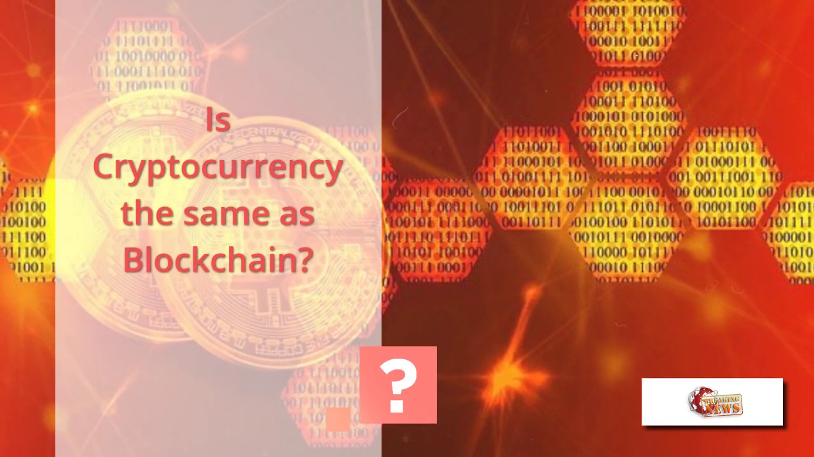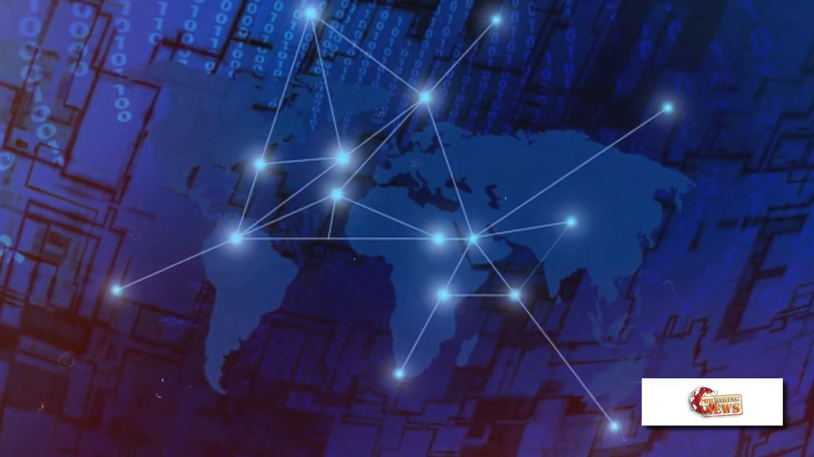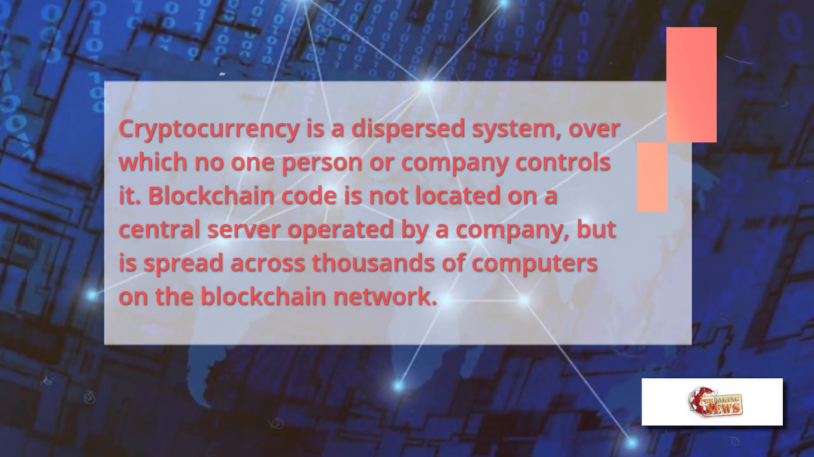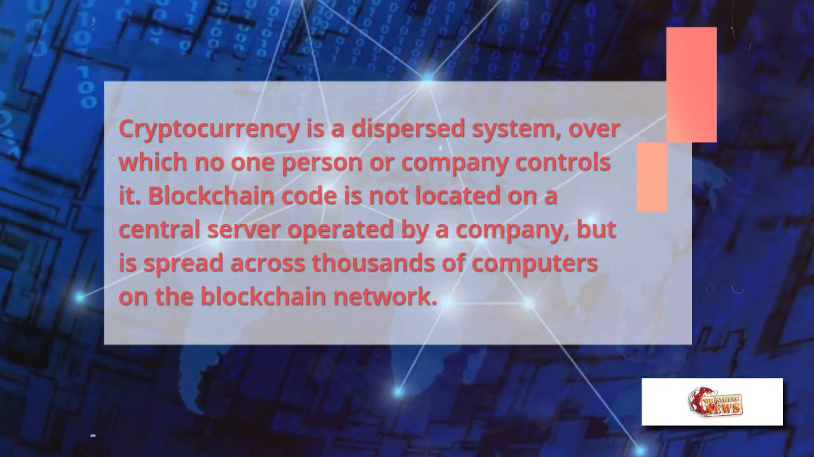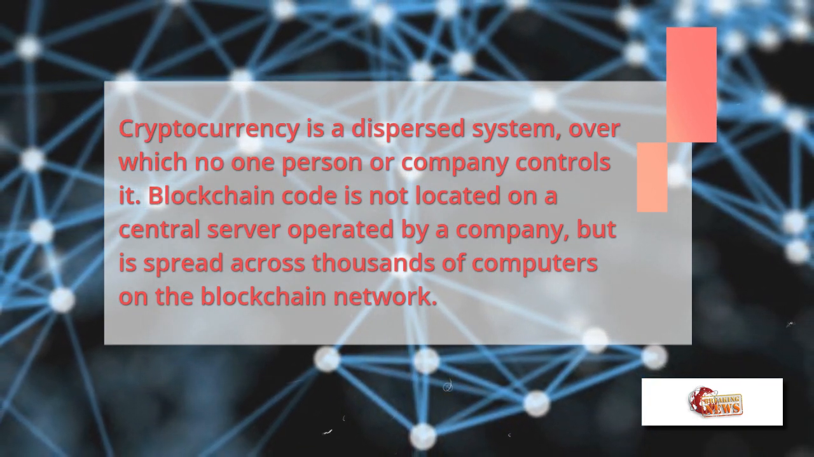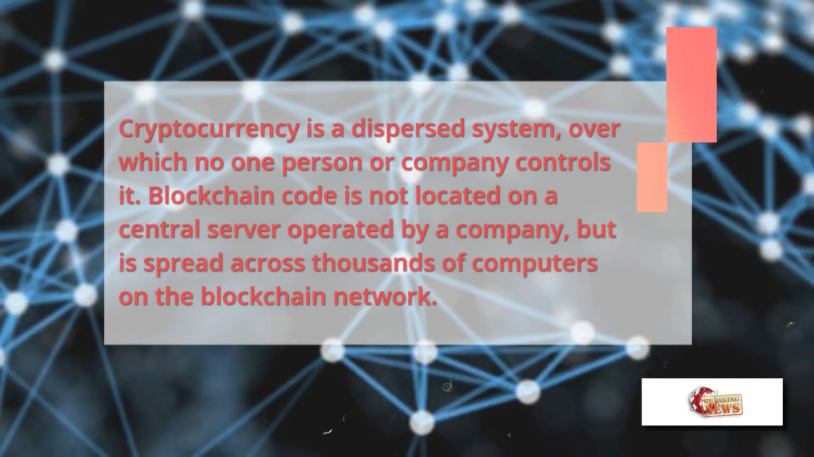Is cryptocurrency the same as blockchain? Cryptocurrency is a dispersed system over which no one person or company has control. Blockchain code is not located on a central server operated by a company, but is spread across thousands of computers on the blockchain network.